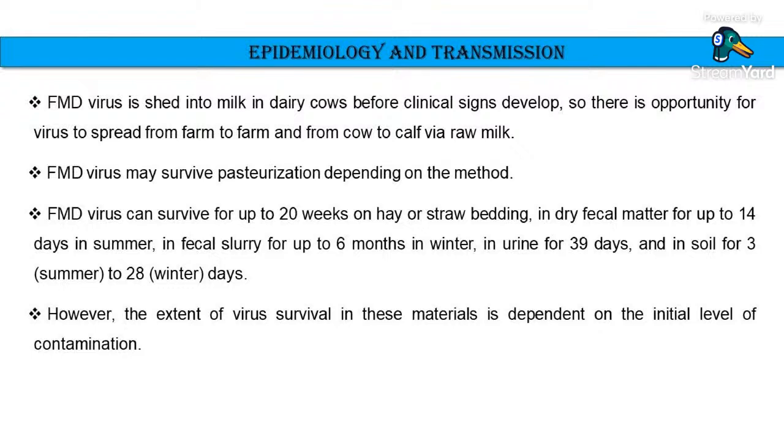FMD virus, which we are talking about, is shed into the milk in dairy cows before the clinical signs develop. Whenever an animal is affected, it is shed into the milk, so the milk is infected before the clinical signs develop. So the virus is spread from farm to farm, and from cow to calf. It gets transferred through raw milk, because before the clinical signs develop, the infection is already there and it gets transmitted into the milk, and it infects the calves also. As we have already shown you, the mortality rate is 20% in young calves.